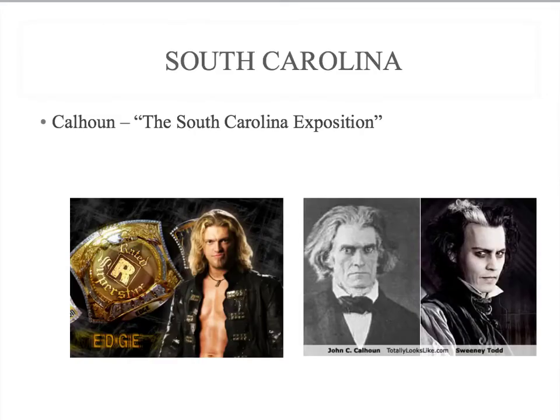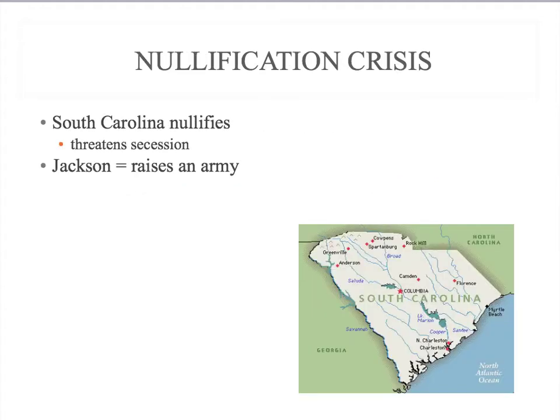So all this anger that the South is feeling manifests itself in a written work called the South Carolina Exposition by John C. Calhoun, who, as you can see from the bottom, is right here, and not to be confused with former WWE champion Edge or Sweeney Todd, because they kind of have all visual similarities. Nonetheless, Calhoun writes this thing, and basically what he says is that if a state finds a national law detrimental to its interest, in other words, if it doesn't help them out and it severely impacts them or hurts them, they have the right as a state to nullify the law. They have a right to void it, to just basically get rid of it and not follow it.